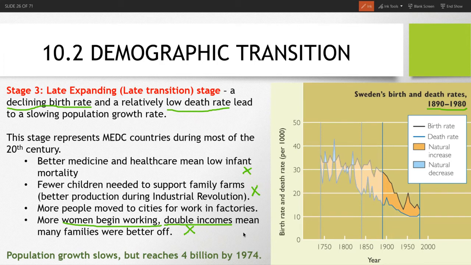So population grows slowly but reaches 4 billion by 1974. So even though population is still increasing, it's starting to slow down how quickly it's increasing.